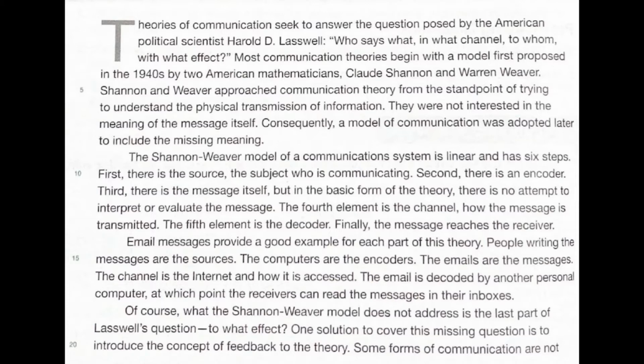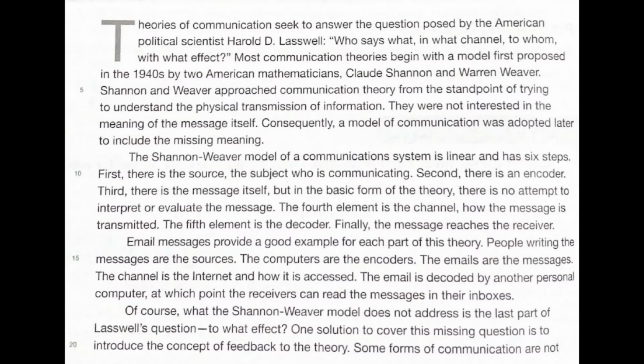They were not interested in the meaning of the message itself. Consequently, a model of communication was adopted later to include the missing meaning. The Shannon-Weaver model of a communications system is linear and has 6 steps. First, there is the source, the subject who is communicating. Second, there is an encoder.